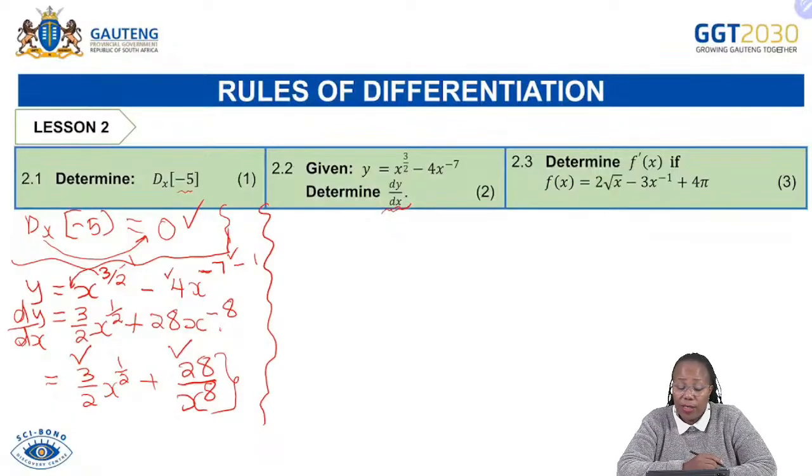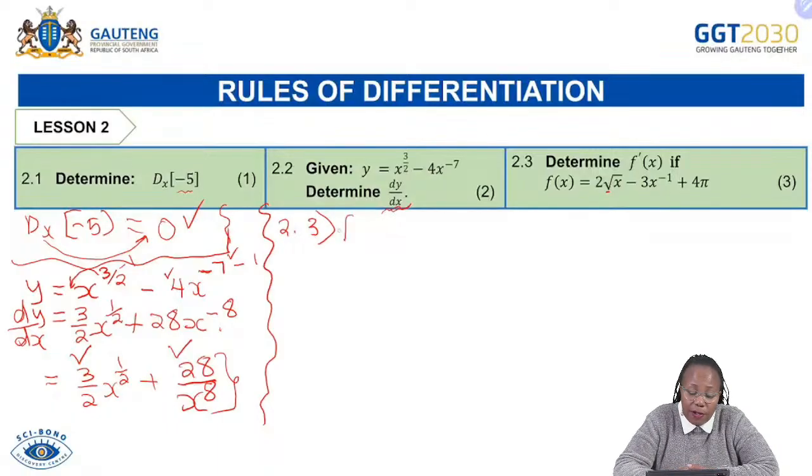And then with 2.3 now, we are determining the derivative of f(x) equals 2 square root of x minus 3x to the power minus 1 plus 4 pi, right? We have a challenge because we have a root sign there. We need to get rid of that surd notation first, then we'll still have f(x). We are not deriving, we are simplifying. So we don't indicate anything on the f(x).